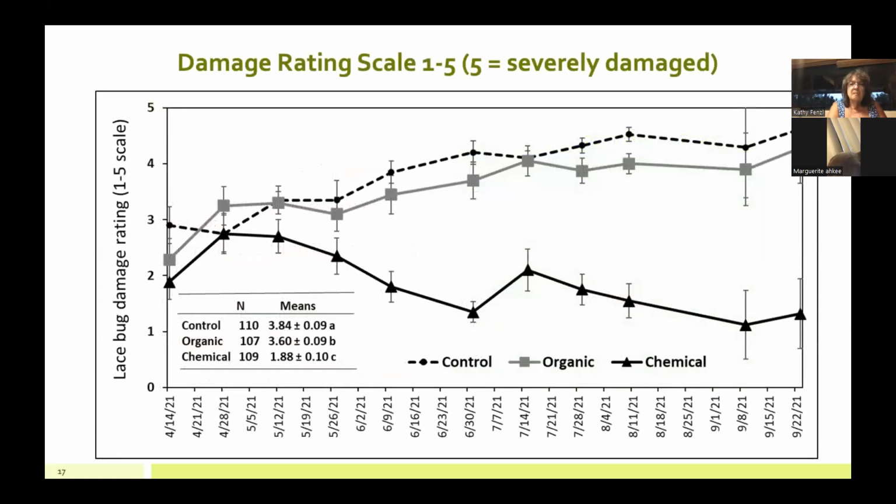So this is just showing it as a damage rating scale. So for the most part, this black line at the bottom is that chemical treatment rotation, and it showed to be in that 1 scale rating, whereas both the organic treatment and the control, which wasn't receiving any products, were basically the same at about a 3 to 4 scale rating. So the damage was a lot heavier with both the organic and the control versus the conventional chemical treatments.